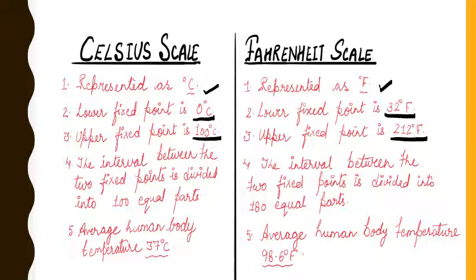In the Celsius scale, the interval between the two fixed points is divided into 100 equal parts, and therefore it is also called centigrade. In the Fahrenheit scale, the interval between the two fixed points is divided into 180 equal parts. The average human body temperature on the Celsius scale is 37 degrees Celsius, and on the Fahrenheit scale it is 98.6 degrees Fahrenheit.